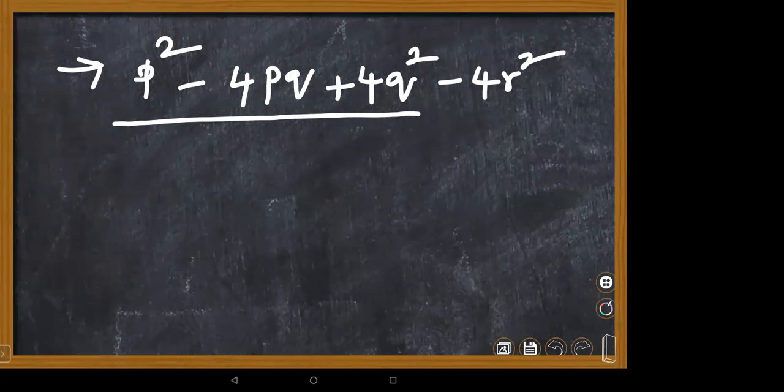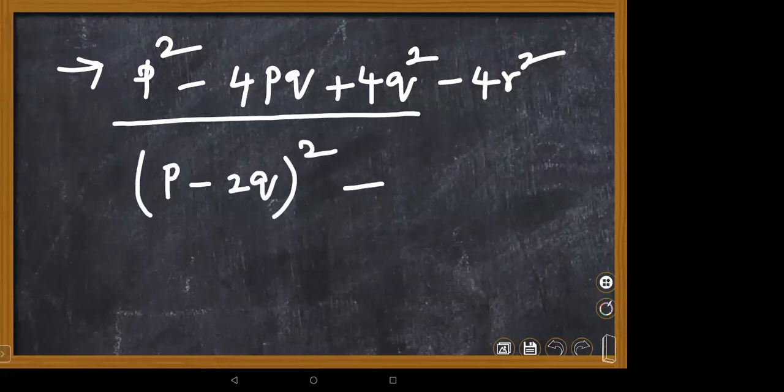Ma'am, for the first three terms, can we use a minus b whole square? Wonderful, wonderful. So that it becomes p minus 2q whole square. Then the last term is 4r square. Ma'am, still we can simplify it as 2r whole square, right? Yes, very good, 4r square is 2r whole square.